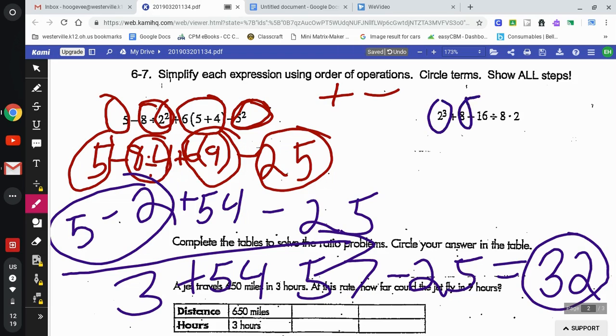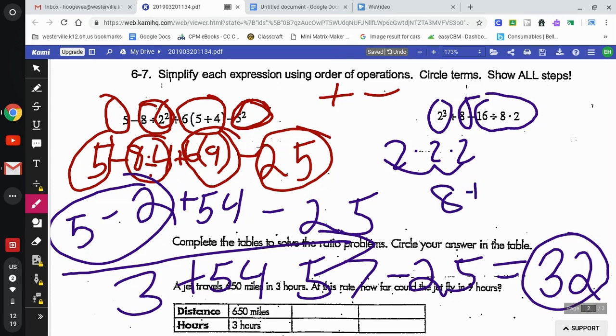We got 8, and we got 16 divided by 8 times 2. So 3 things to circle. So parentheses, nothing in parentheses, exponents. I have 2 times 2 times 2. Some of you might have messed that up. You might have done 2 times 3 is 6. Well, 2 times 2 is 4. 4 times 2 is 8, so this becomes an 8.